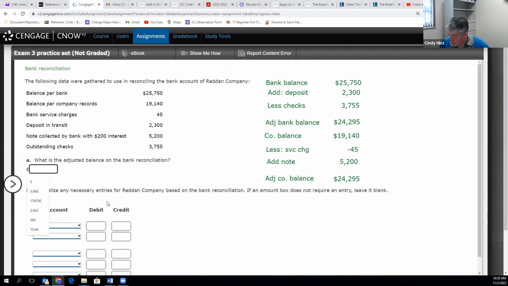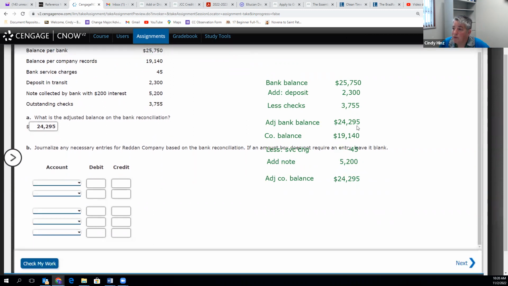What else happened here that we don't know about? But the adjusted balance of 24,295 is what we got for both the bank and the company. Again, they need to match, and that's the amount that should show up on our balance sheet at the end of this period.